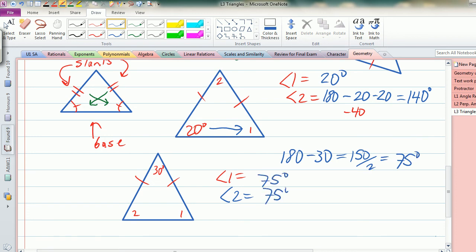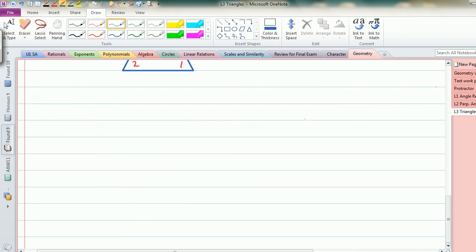Clearly my diagram's a bit off. However, that's fine. Okay. All right, any questions? Oops, sorry.